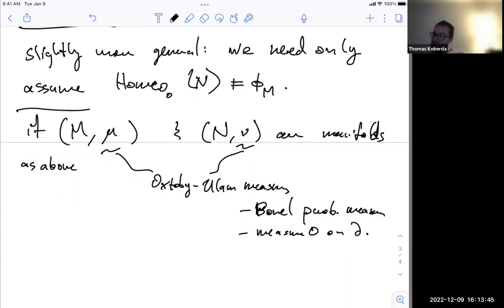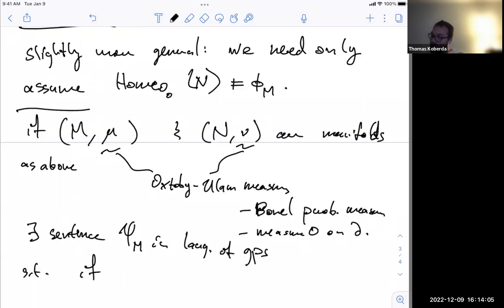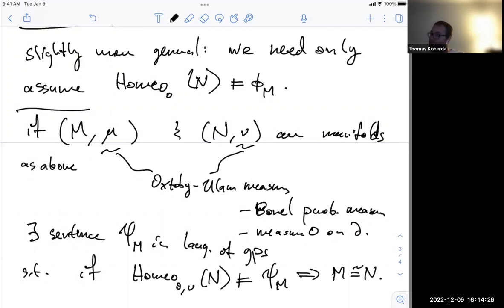Okay. So we can formulate that there exists a sentence psi_mu, again in the language of groups, such that if the group of homeomorphisms isotopic to the identity preserving nu inside of N models psi_M, then M and N are homeomorphic to each other. Great. So that's the main result.